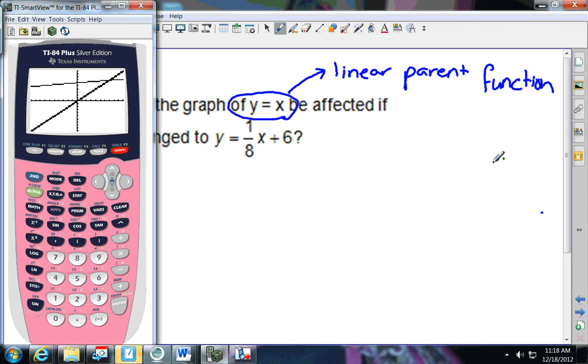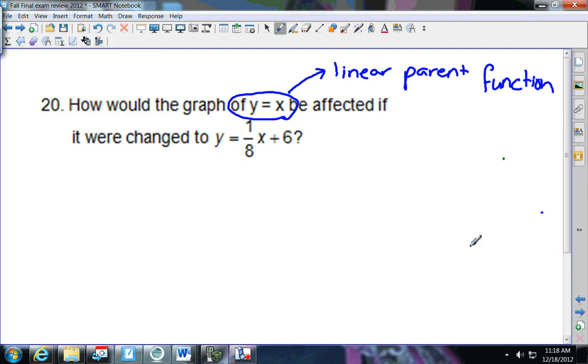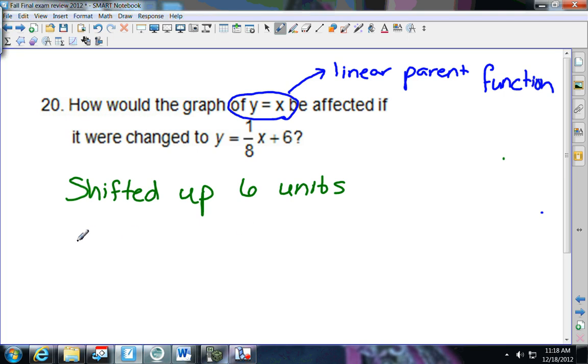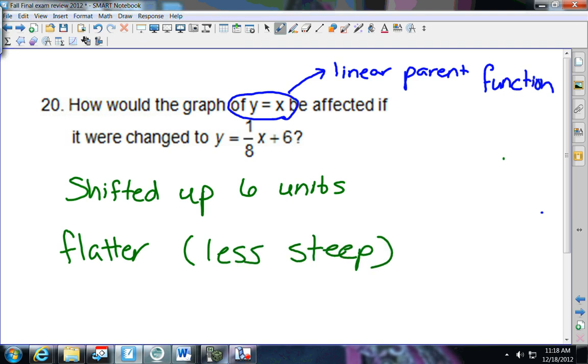Okay, so right here, let's see if I can get rid of it. There we go. Okay, so it is shifted up 6 units. And it is flatter. Or you can write, it may say less steep. Okay, you could see either one of those vocabulary words. Flatter or less steep.